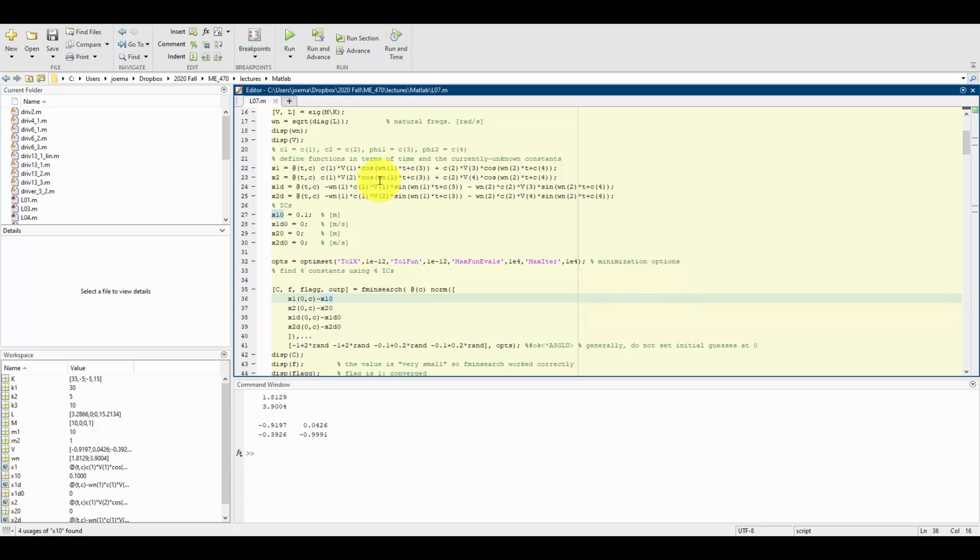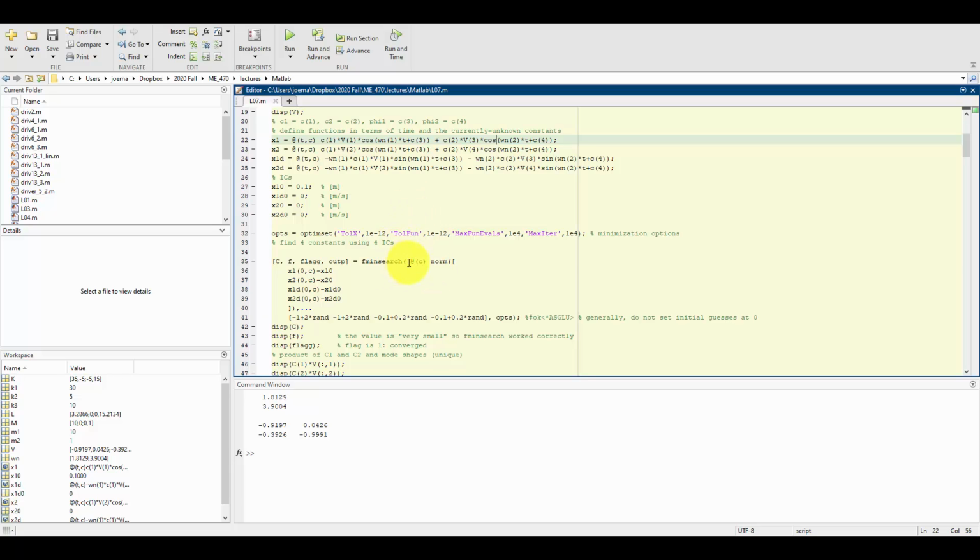Now pay attention to the particular way I'm defining my x1 here. I'm making a function of 2 variables, time and c. C is all 4 of my coefficients. C of 1 is c1, c of 3 is phi1, c of 2 is c2, and c of 4 is my phi2. So I'm just mapping them to c1, 2, 3, 4 because that's how fminsearch is going to operate. So notice here, it's going to be trying different values in that c vector until this expression is minimized, and the minimum of it should be 0.